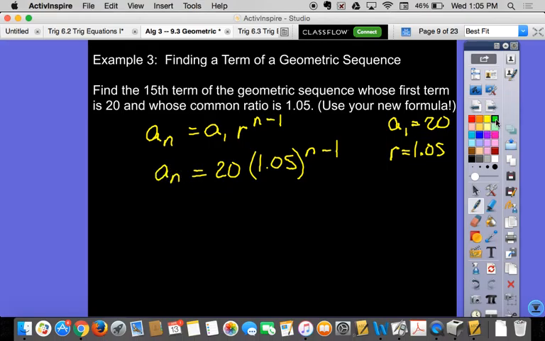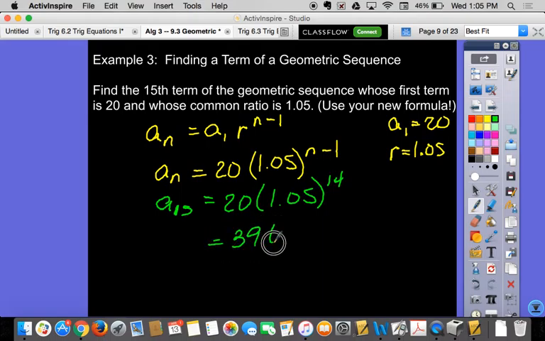It says find the 15th term. Well, 15 goes in for n, so you're just going to put this in here. If you put 15 there, now you're raising it to the 14th power. If you type all that in your calculator, you get 39.6.